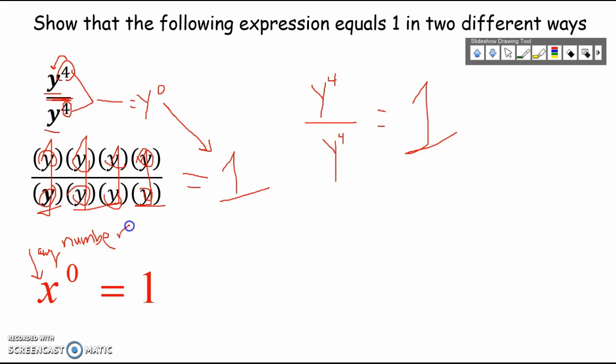Any number. Okay, we're going to do some practice with our stations today to prove this even further.